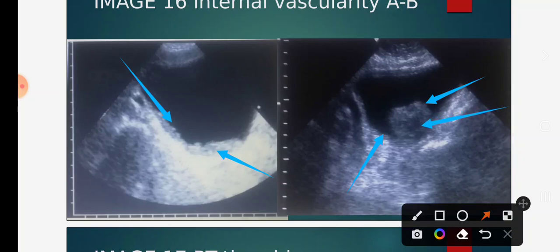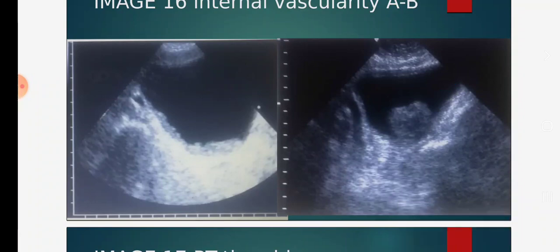Commonly they are called masses. What is the common mass that can be found in the urinary bladder? It's called the TCC, transitional cell carcinoma. How can TCC be differentiated from clotted blood? By doing the Doppler. Blood does not show Doppler flow, but in the TCC flow can be found.